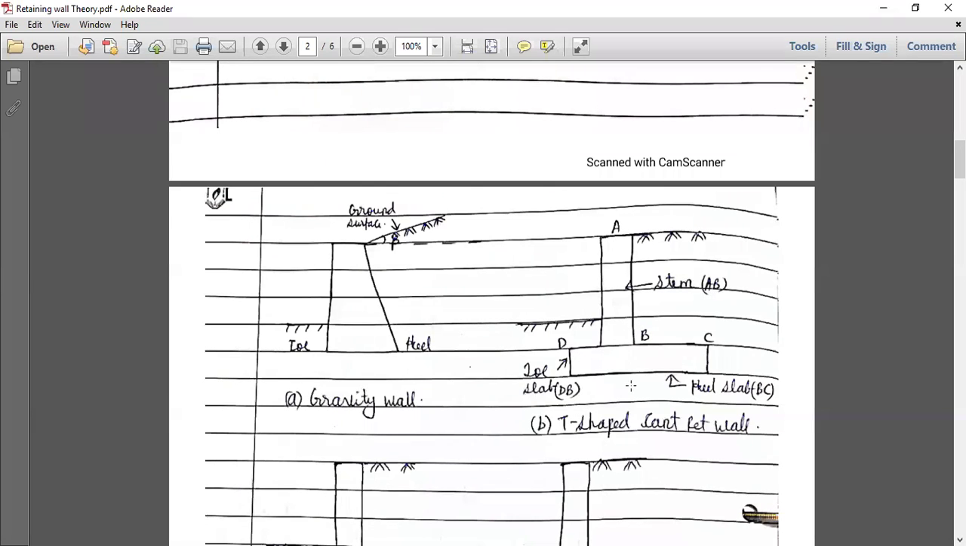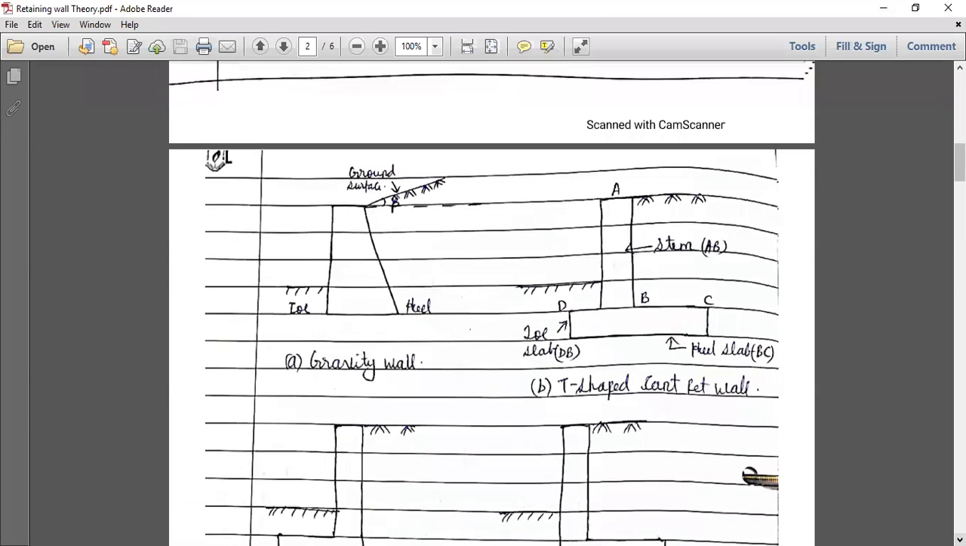DB is called the toe of the retaining wall, and this portion BC is called the heel slab of the retaining wall. Toe slab, heel slab, and the stem. So these are the components of a retaining wall.